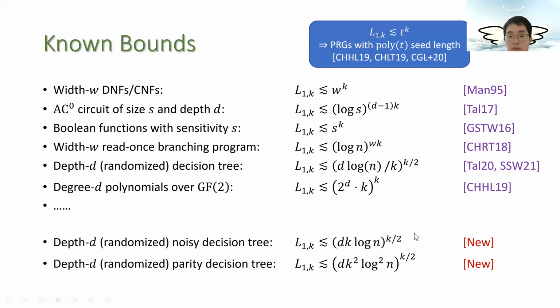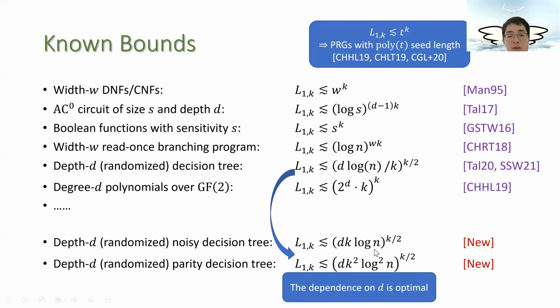And here are our bounds. You can compare it with the previous bound for decision trees, and the dependency on D is the same, D to the k over 2. This indeed suffices for applications, because for the applications, we only care about small k and when D is way larger than log n. And note that this dependence on D is optimal. That is, you cannot beat D to the k over 2.